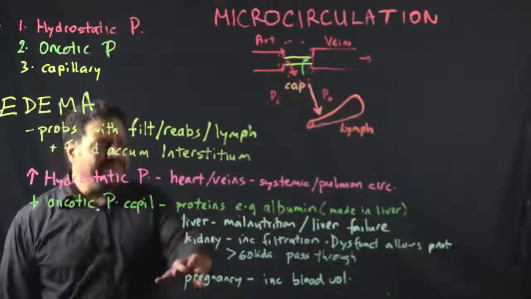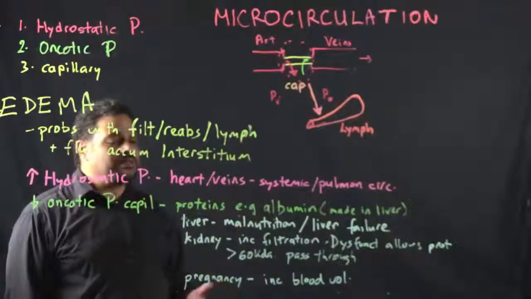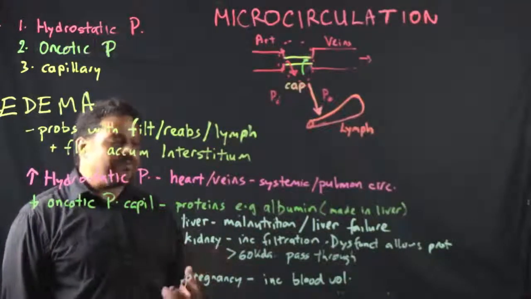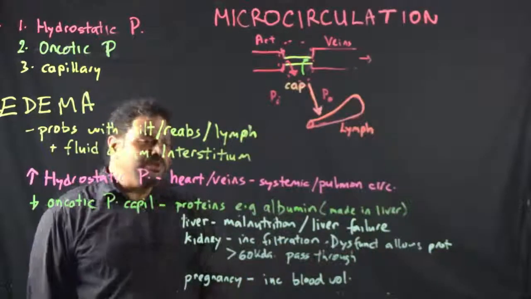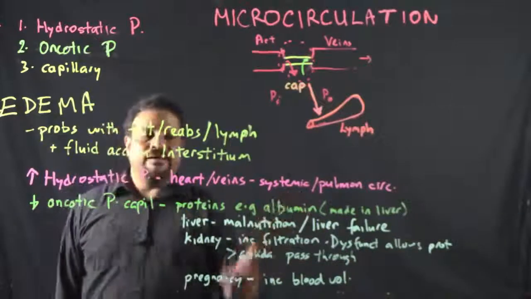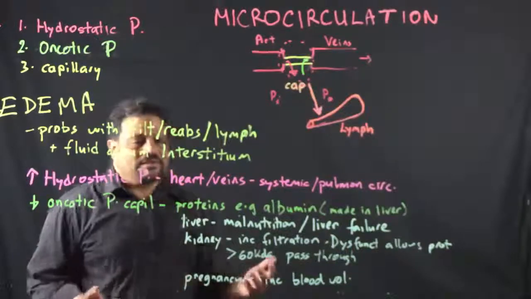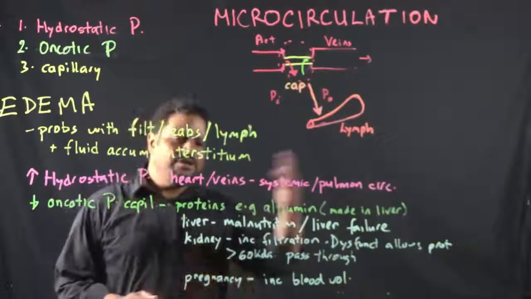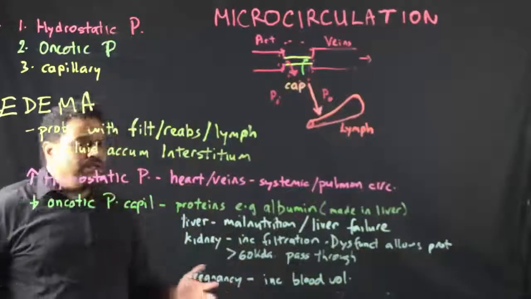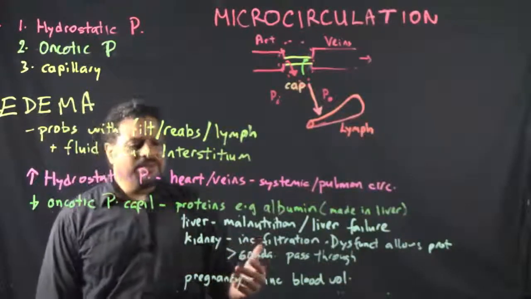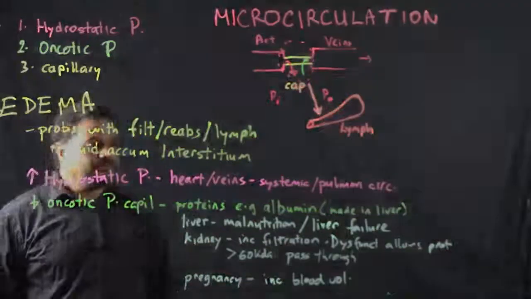You can have problems with the kidney. So the kidney can filter out increased amounts of protein that cause that oncotic pressure. And that dysfunction will allow proteins larger than 60 kilodaltons to pass through and be filtered. And albumin is the majority of protein in the blood, and it's about 60 kilodaltons. So if you have problems in the kidney, you're going to be removing albumin. Also, in pregnancy, you can decrease your oncotic pressure in the capillaries because you have an increase in blood volume, and you're just going to dilute out those proteins.